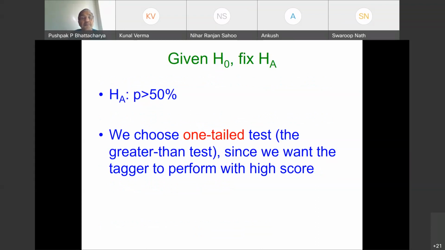Now, if I have fixed the null hypothesis H naught, where P is equal to 50%, then I want to make sure that I'm buying a good named entity identifier. I want the P value to be greater than 50%. Okay, so we have to choose what is called the one-tailed test, the greater than test, since we want the tagger to perform with a high score. Okay, so more terminology, more definitions are coming in. So we need to go slow and see what all this means.